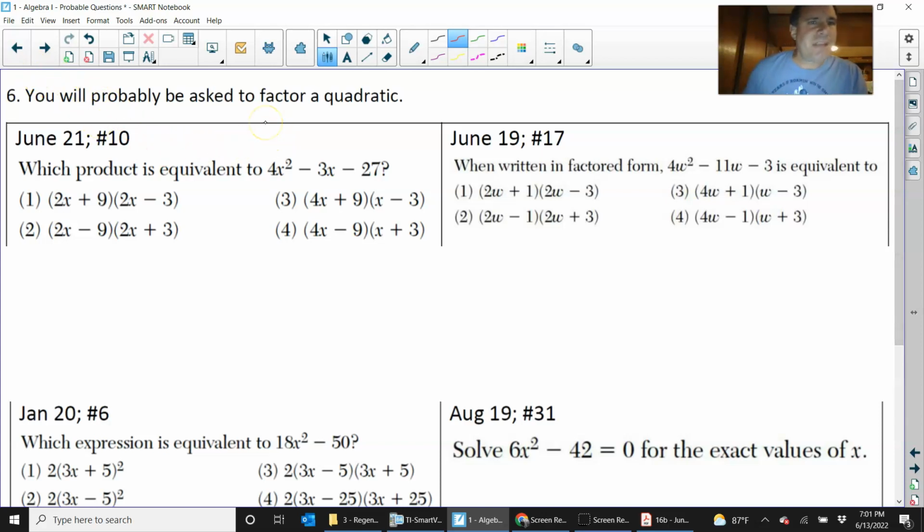You'll probably be asked to factor a quadratic. Just remember, these are factoring questions. This is an algebra test. You're going to have to factor. All right, so the easiest way to do this when you have a multiple choice going is to distribute, right?